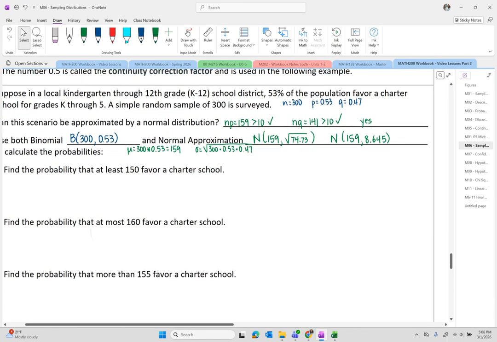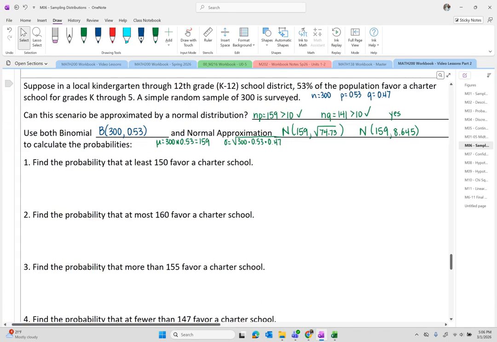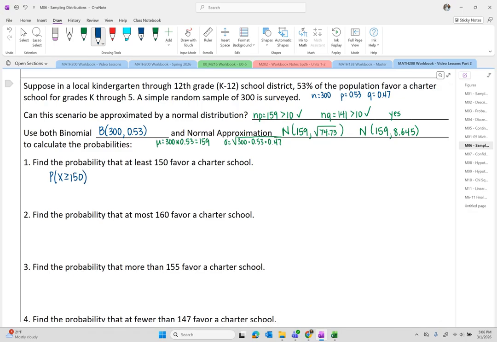And the first question that I'm going to do in both binomial and normal distribution asks me to find the probability that at least 150 people in the district favor the charter school. At least means greater than or equal to, so at least 150, I'm looking for the probability x is greater than or equal to 150.